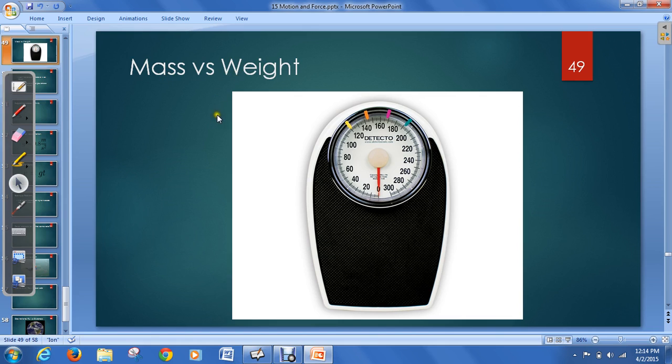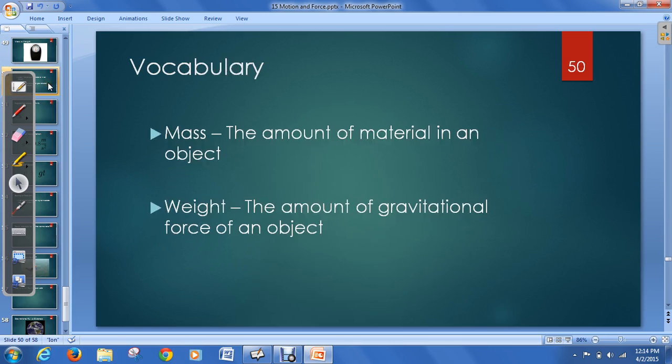Let's say you get on the bathroom scale in the morning and you measure your weight, right? When you are measuring how many pounds you weigh, you are determining your weight. So a scale determines the weight of an object. So what is the mass? How do we distinguish between these two? Sometimes we use them interchangeably, but they have a very distinct meaning. So let's look at the difference.